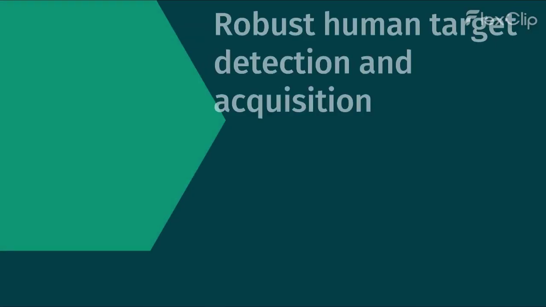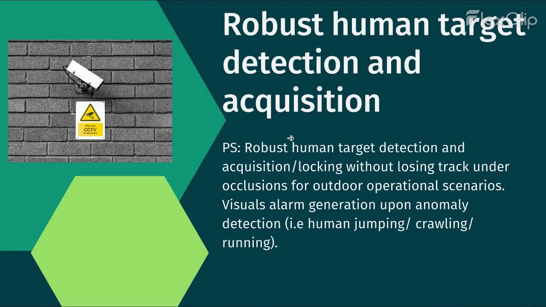The problem statement that we are aiming at is robust human target detection and acquisition, which is proposed by the Ministry of Defense. In this project, we have come up with three major breakthroughs: object tracking and re-identification, suspicious human activity detection, and lastly, a state-of-the-art user interface with 3 levels of access depending on the user role. Now let's start with object tracking and re-identification.